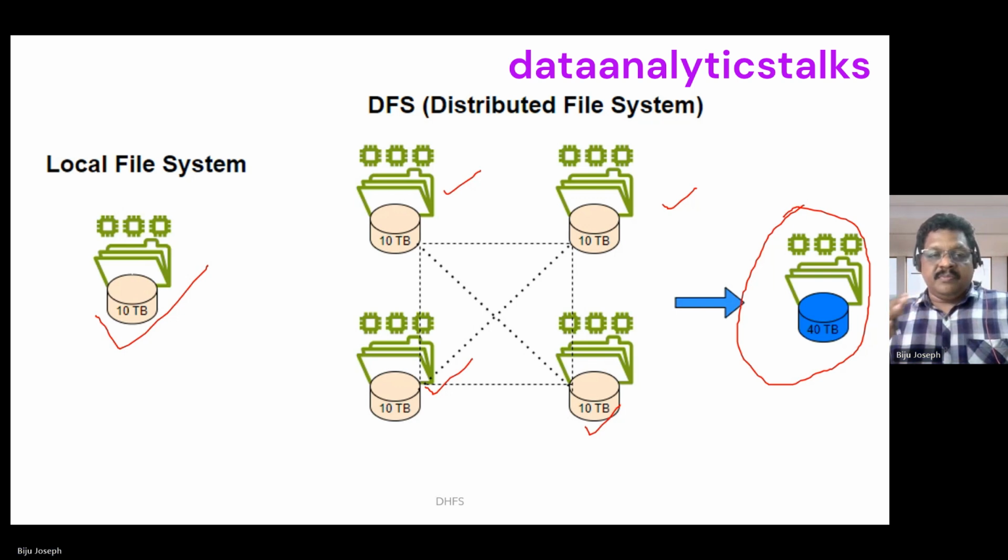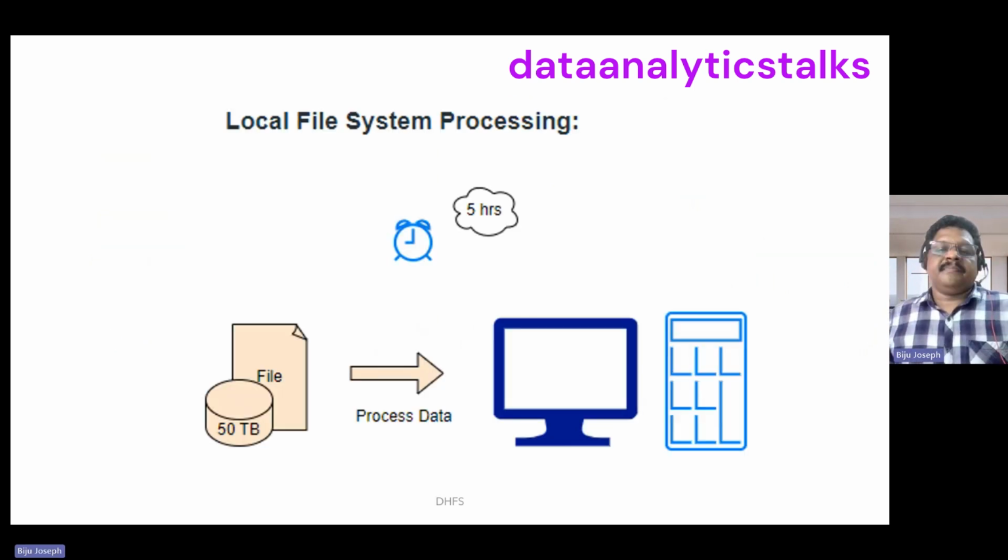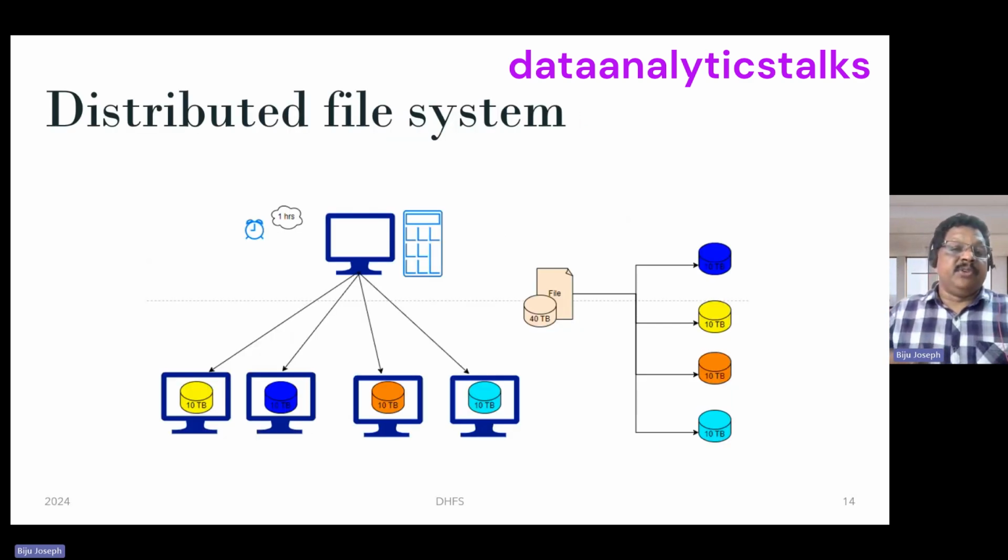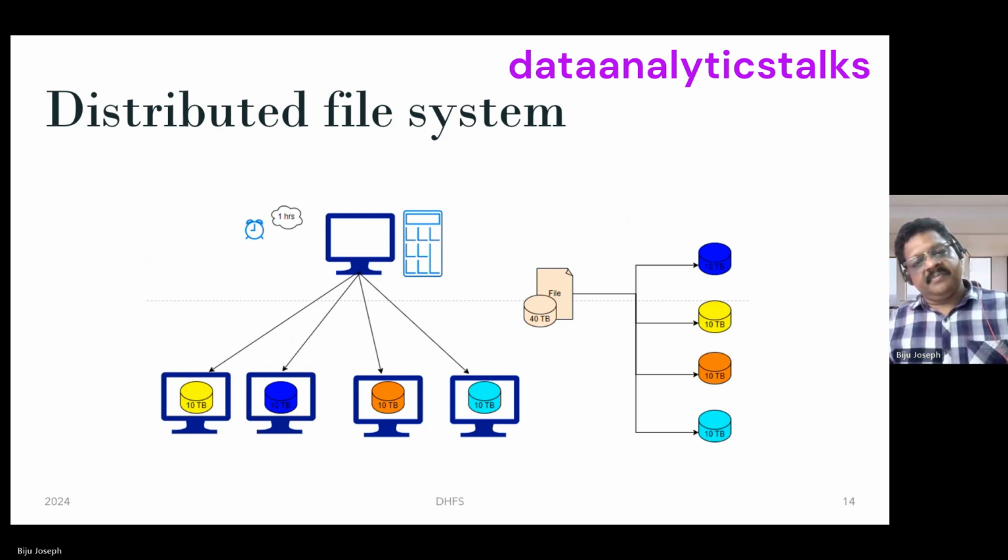So because of that, we are going with the DFS. For example, on a single machine, it will take 5 hours to process a 50 terabyte file. But in the same case, if you use a distributed file system, it can reduce to 1 hour.